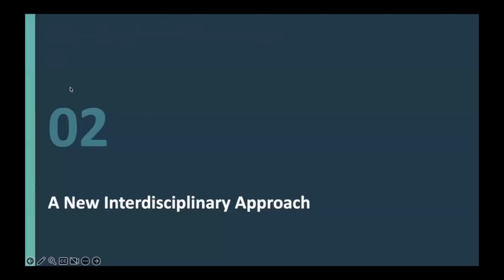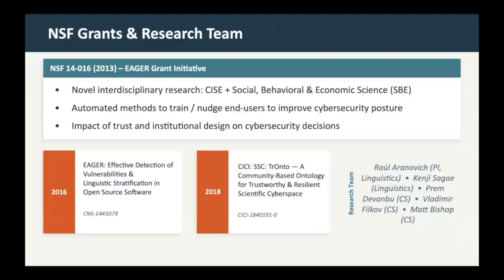So yeah, what was the new interdisciplinary approach? Two directorates, the computer and information systems and the social and behavioral economic science directorates from the National Science Foundation decided to come together and say, well, since cybersecurity is this complex problem that requires interdisciplinary solutions, let's launch it. We don't have any interdisciplinary teams that are really active. So what they did is they launched this small initiative, these sort of seed grants for groups to come together and address some aspect of the problem, right?